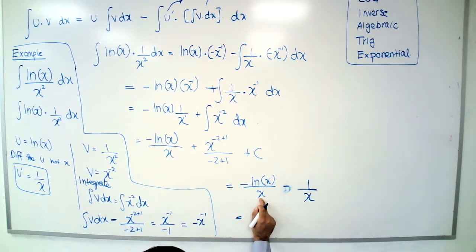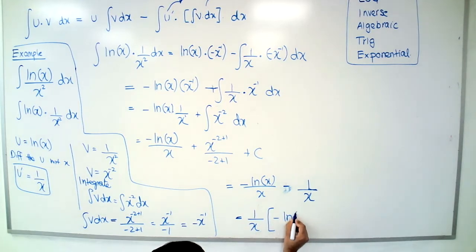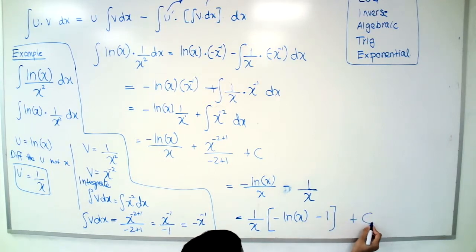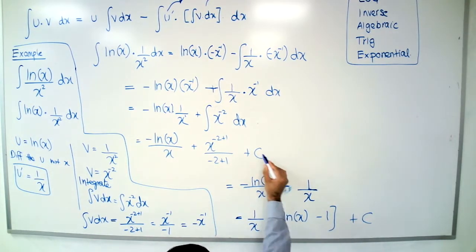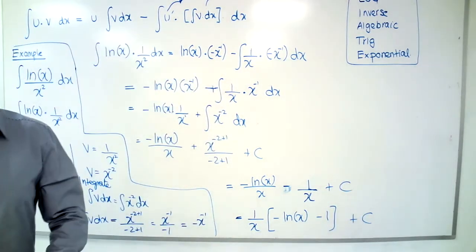Now, if you see there is a 1 over x, 1 over x. If I take 1 over x common, I got minus ln of x minus 1. Let's put the c here. So this is the answer.